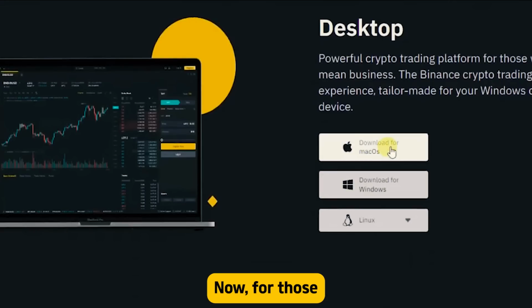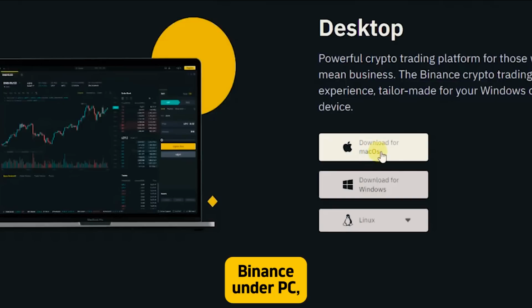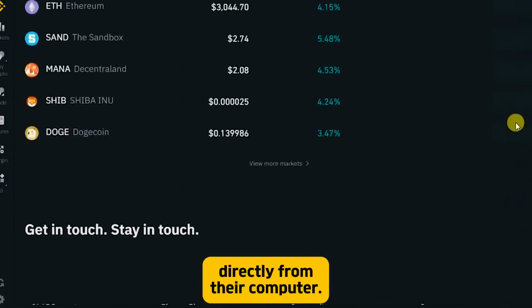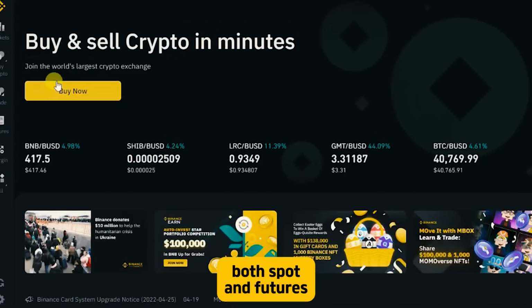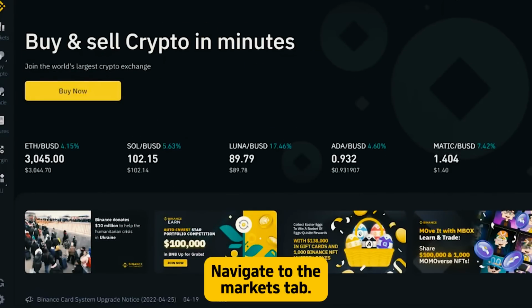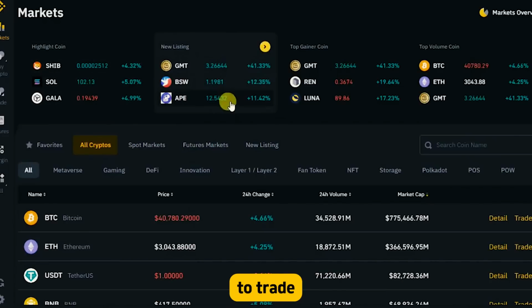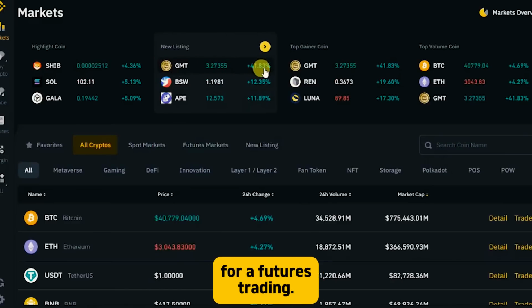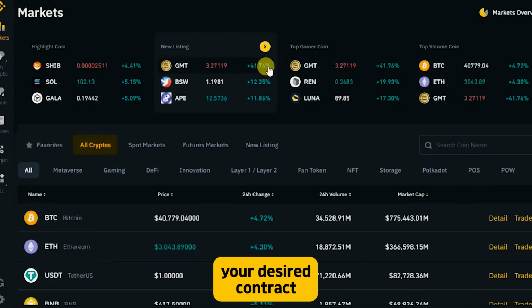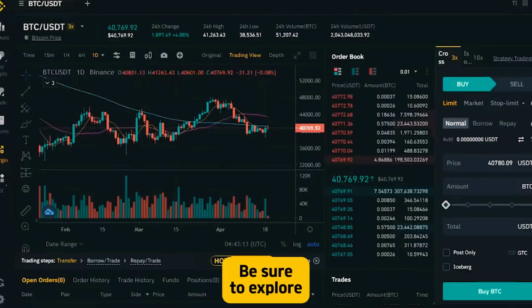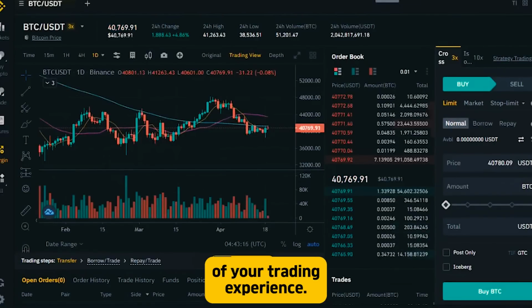Now, for those who would like to explore Binance on their PC, the Binance app for PC is a desktop application that lets users trade cryptocurrencies on the exchange directly from their computer. You can access both spot and futures trading from the main dashboard. To start spot trading, navigate to the Markets tab, select the cryptocurrency pair you wish to trade, and execute your trade directly from the buy or sell options. For futures trading, click on the Derivatives tab, select your desired contract, and enter your position size and leverage options before placing the trade. Be sure to explore these features to make the most of your trading experience on Binance's PC version.